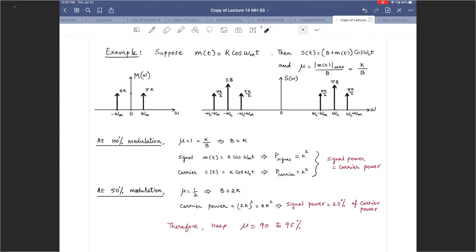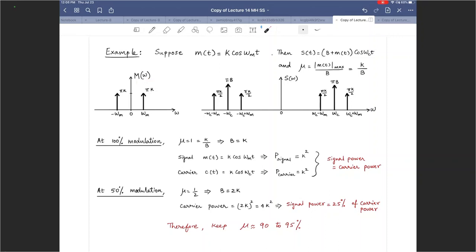So suppose that m(t) is some scalar k multiplied by cosine omega_m t. So this is a very, very simple message, and we are trying to transmit this. And s(t), the signal in time domain that we transmit, is B plus m(t) multiplied by cosine omega_c t. Mu is the max of the absolute of m(t) divided by B. In this case, it is going to be k divided by B.